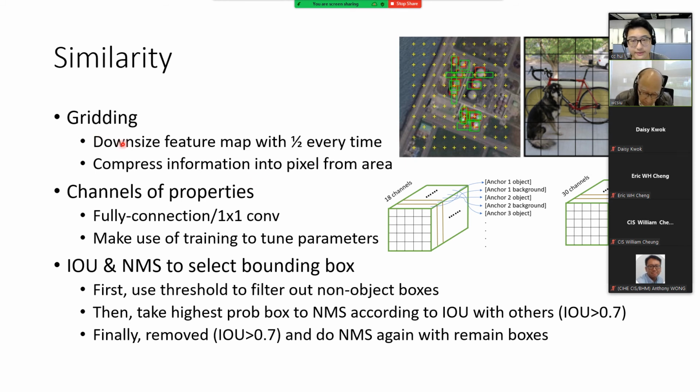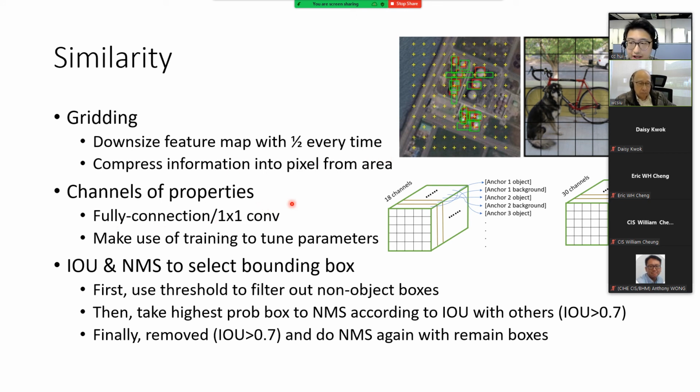First of all is scaling. Both of them use scaling by downsizing the original image. The feature maps are downsized, halved every time because it is easier to calculate. Then it compresses the information of each area into only one pixel or one point.